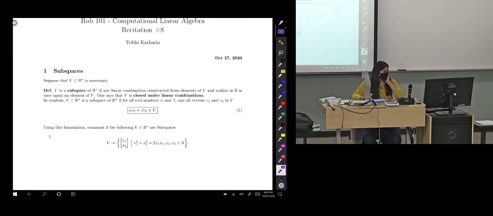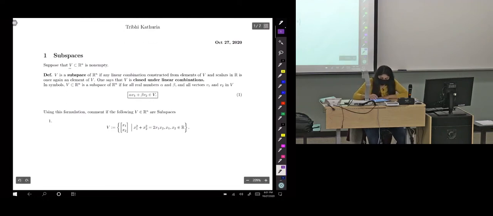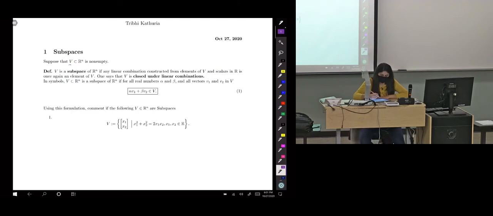So let's start with subspaces. When we're talking of subspaces, the first thing we do is define a subset. In this case, we define a subset on Rn and we call it V. Then from this subset, how do we know if V is a subspace?